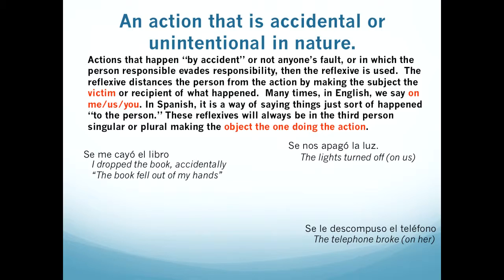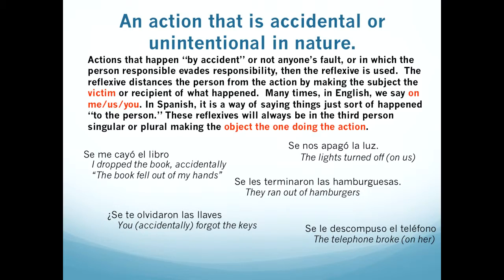Se le descompuso el teléfono. The telephone broke on her. In relation to her. Se descompuso, reflexive form of descomponerse. El teléfono is the subject. El teléfono broke. Le, the girl, is the victim. It broke on her. Se te olvidaron las llaves. You accidentally forgot the keys. Okay, the keys are the subject. Se olvidaron is the reflexive verb. You're the victim. Te.